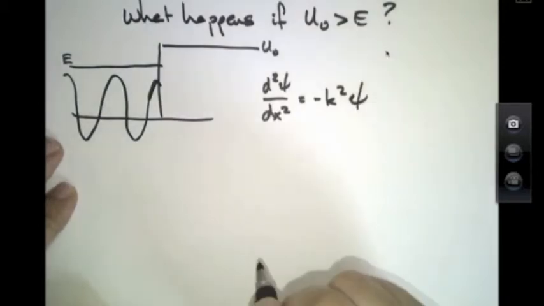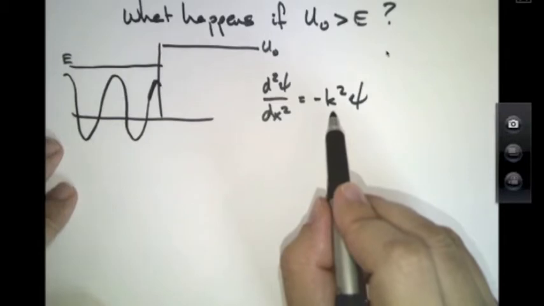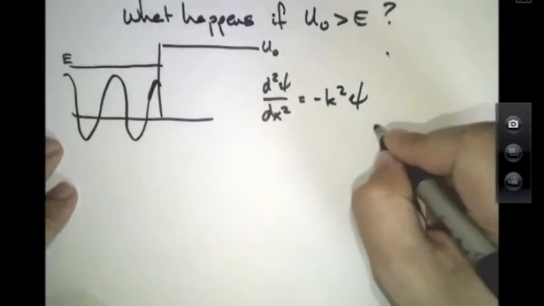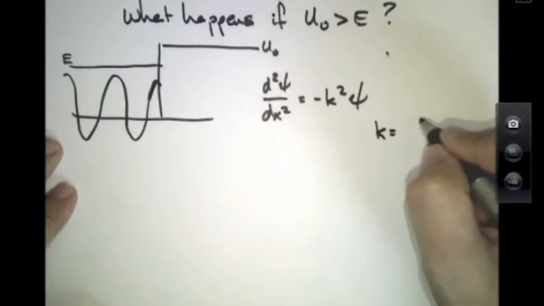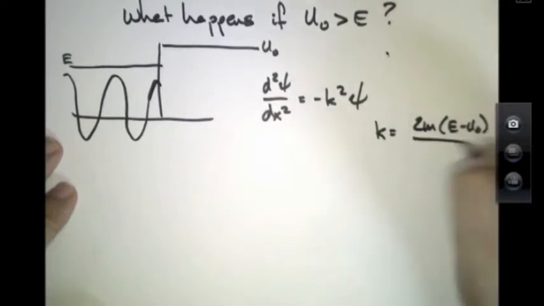I still have an equation that looks something like this. D squared psi equals minus k squared times psi. But in this case, what is k? It's the square root of 2m times E minus U0 over h bar squared.